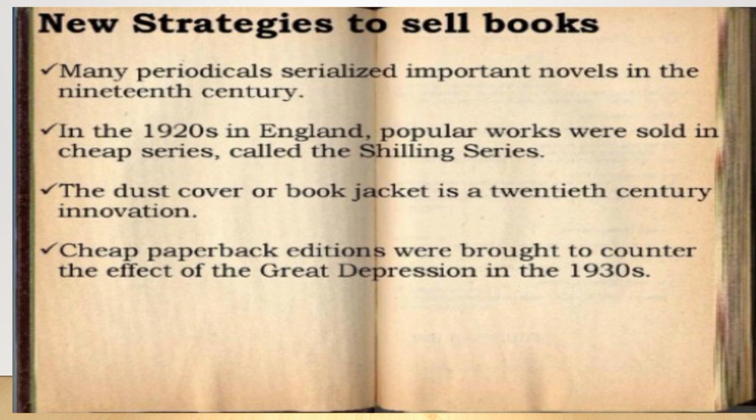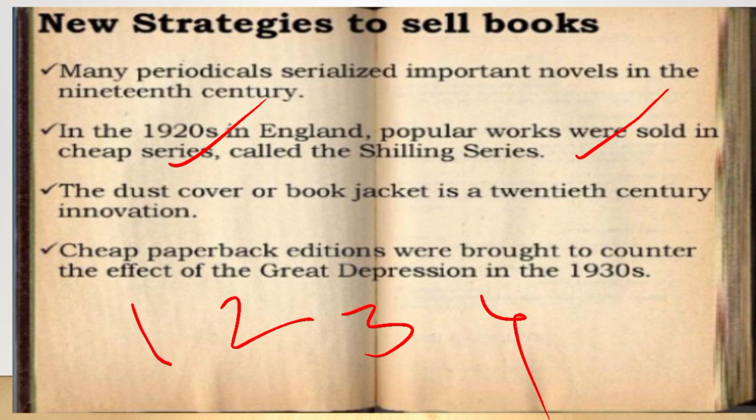There were new strategies, new methods of selling books. Books were coming in the form of periodicals, in the form of serialized novels, which came as series week after week. People were waiting for the books. They were getting attached to the characters in that novel. They used to acquaint themselves with them. Now the series were available cheap. These cheap series were called shilling series in England in the 1920s. So many books came out with cheap paper, and people were able to read.